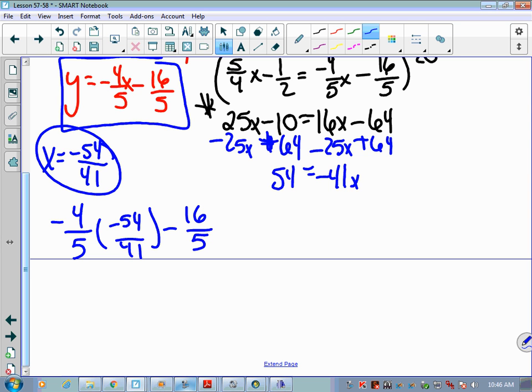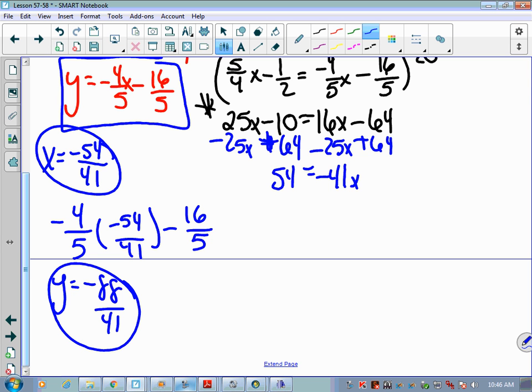So you can see we're going to get some fairly complex parts to this. I don't have my calculator pulled up over there, but I'm going to do this in my own. So negative 4 divided by 5 times negative 54 divided by 41 minus 16 divided by 5. I'm getting a fraction of y equals negative 88 over 41. So we'll call that step 4. All right, so far all of this matches up.